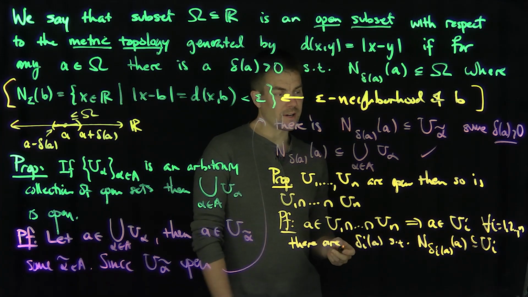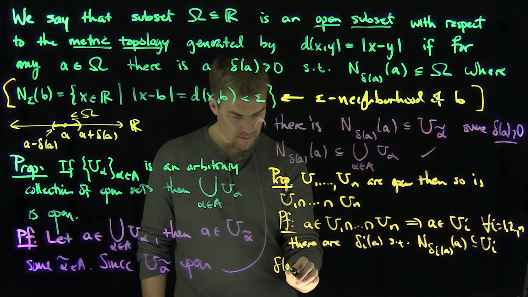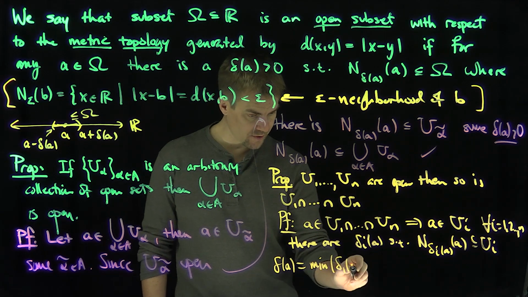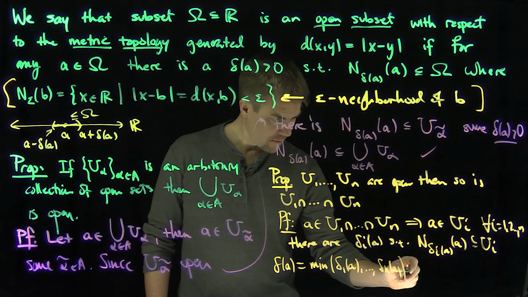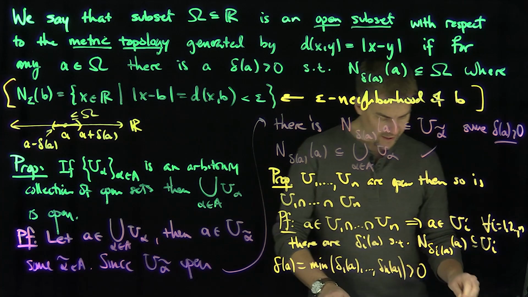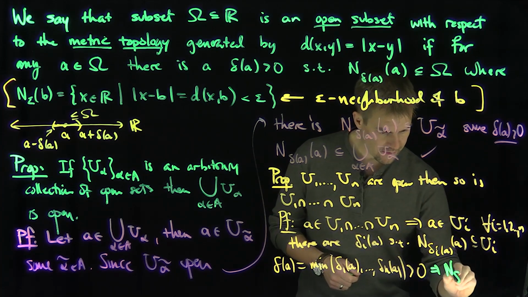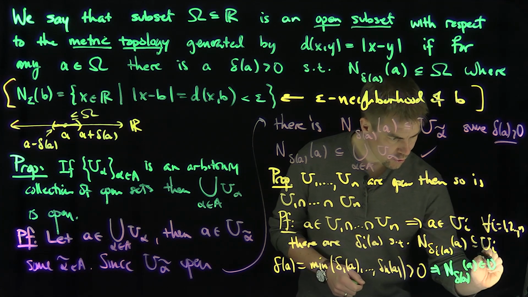And then I'm going to let delta be the minimum of these delta_i(A). So let's set delta(A) to be the minimum of this finite set. This minimum is going to be greater than 0. Okay. And then if that's the case, then what can we say? Then certainly the delta(A)-neighborhood of A is in U1.